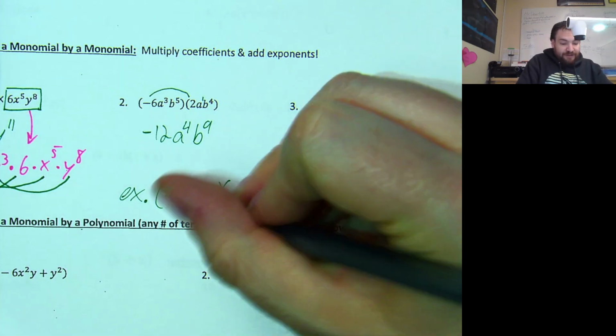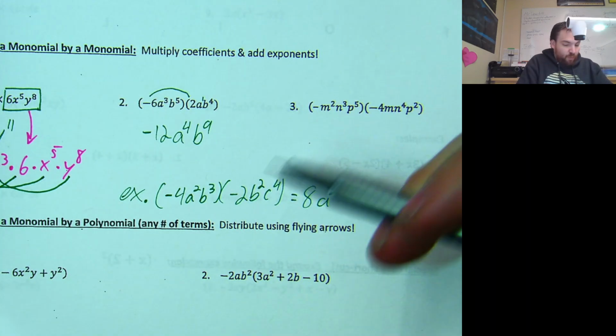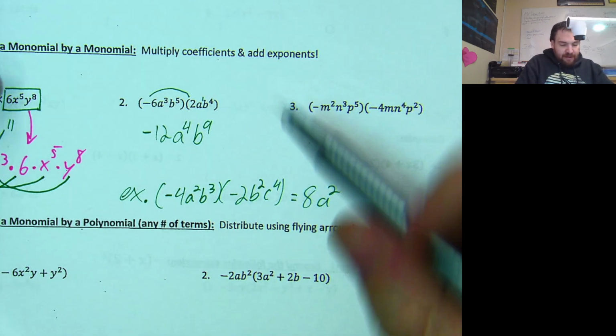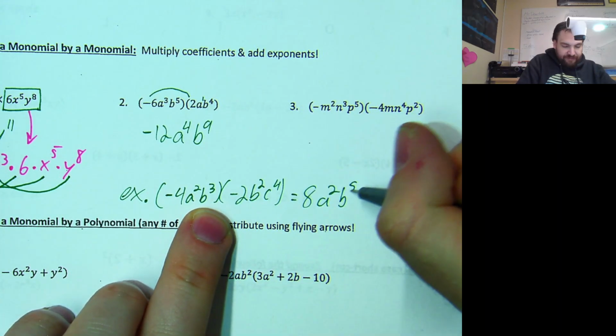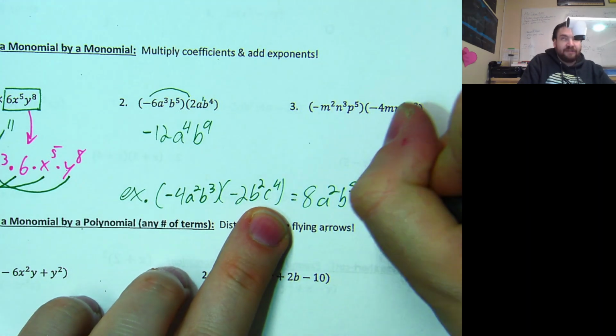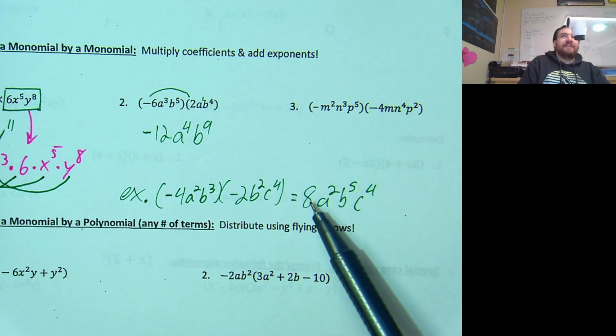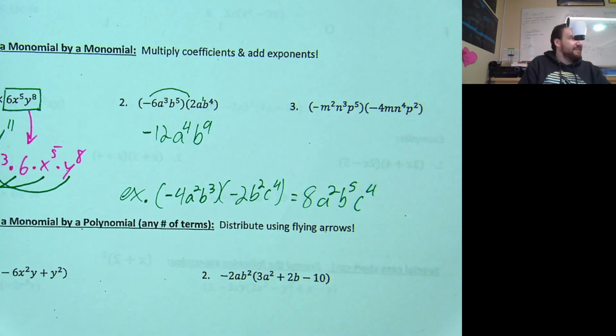I'm going to get negative 4 times negative 2 is 8. A squared times, well, nothing, times 1 is a squared. My b's can get multiplied together, which is going to give me b to the 5. And then my c has nothing to group with, so it's just going to get tacked on to the multiplication as well. I'm going to have 8 times a squared times b to the 5 times c to the 4 is what this thing's going to turn into. Nice and simple, right?